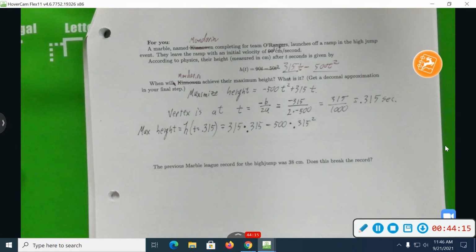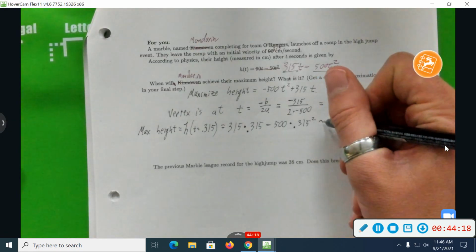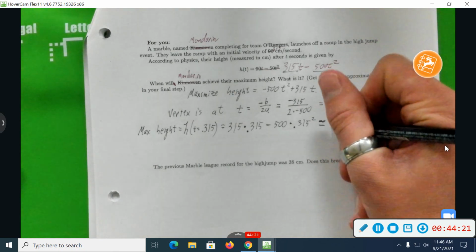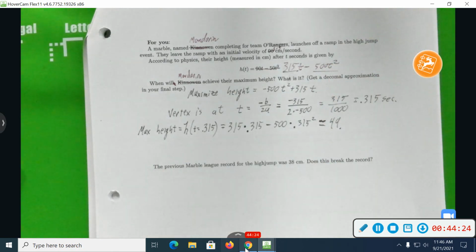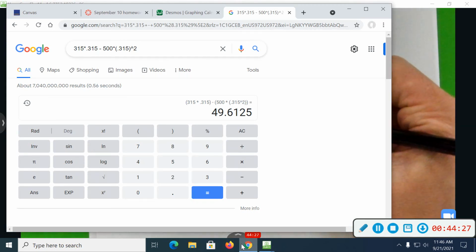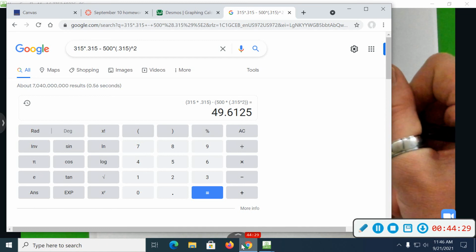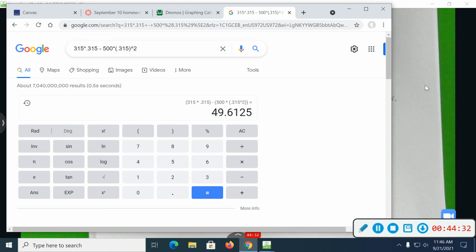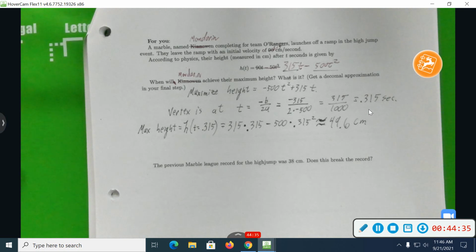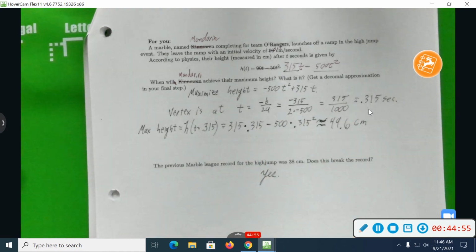So the maximum height is approximately, I think it's exact actually, 49 point. No, let's approximate. I don't want to write down that many. So the marble's maximum height is somewhere around 49.6 centimeters. The previous world record in the high jump was established at 48 centimeters. Did this break that record? Yeah. Groovy.